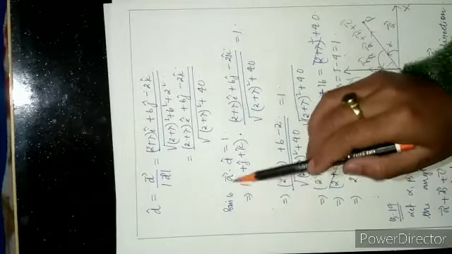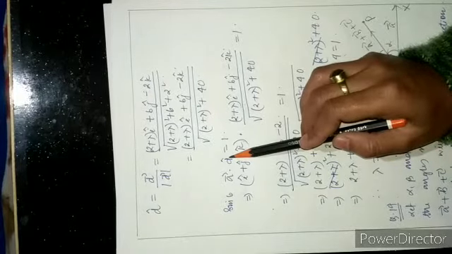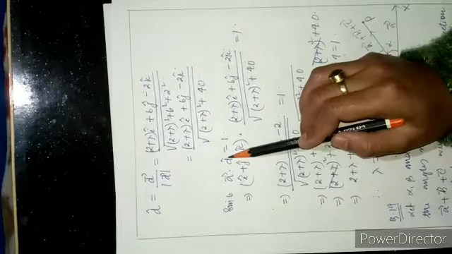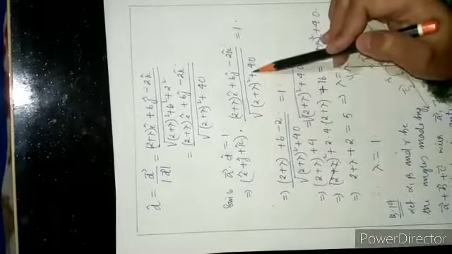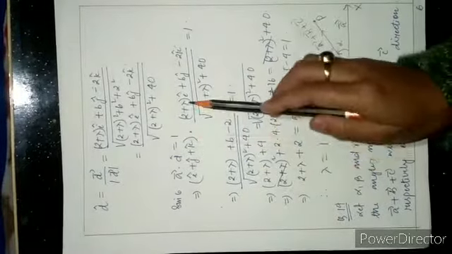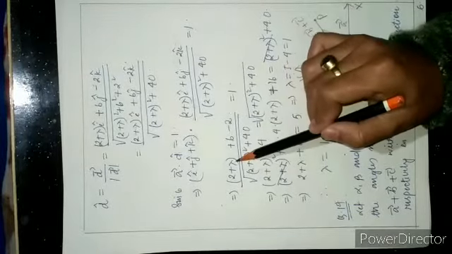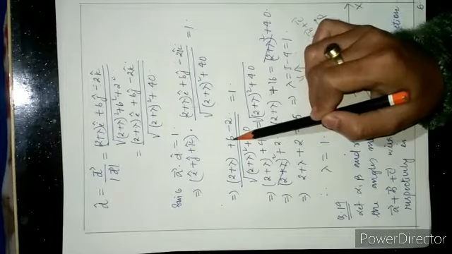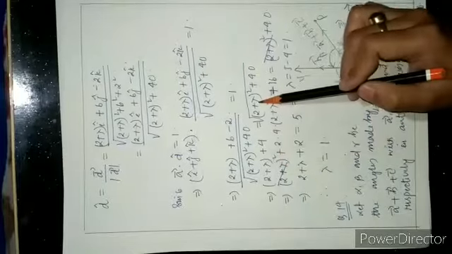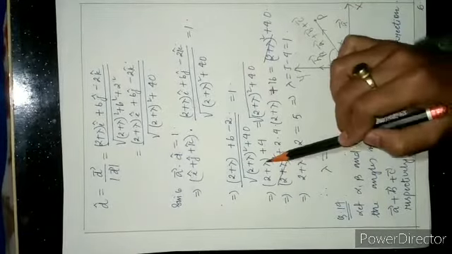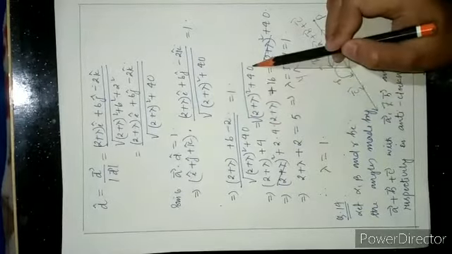Since the question asks for A vector dot D cap, D cap means unit vector acting along B vector plus C, is equal to 1. Take the components of A and the components of D cap, and the scalar product is 1. Numerator: 1 multiplied by 2 plus lambda, 1 multiplied by 6 and 1 multiplied by minus 2, which is equal to 1. By cross multiplication, 2 plus lambda plus 6 minus 2 is equal to 4 and root over 2 plus lambda whole square plus 40.